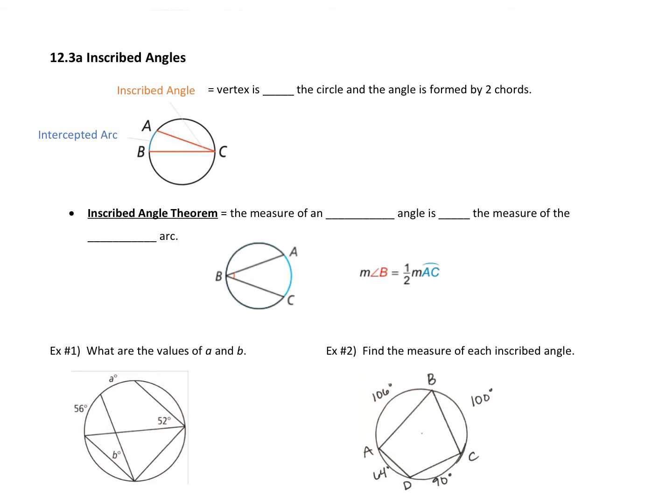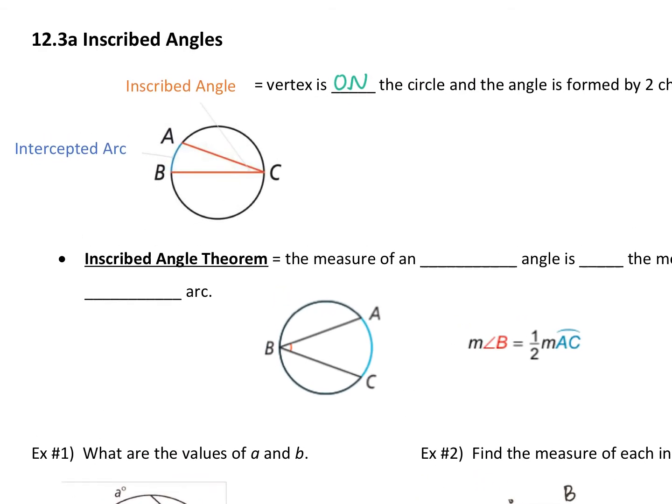So an inscribed angle, your vertex is on the circle, and then it's formed by two chords to that circle. So the red lines here, AC and BC, those are chords of the circle. So our inscribed angle is this angle. Notice the vertex is a point that's on the circle. Okay, that's an inscribed angle.